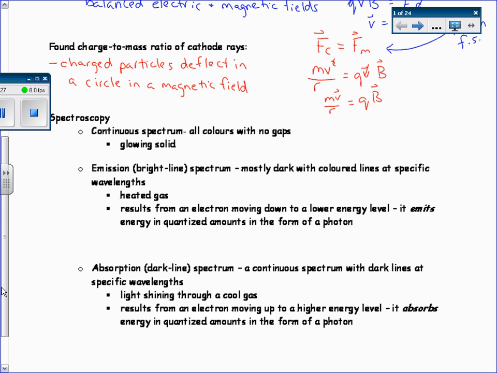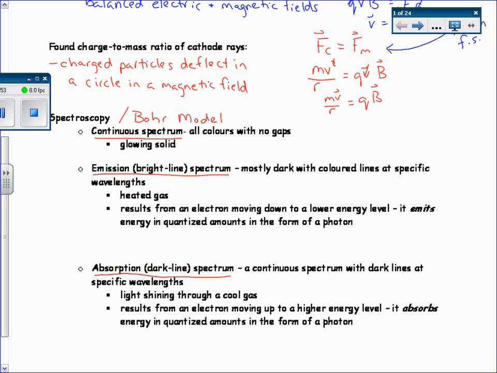Okay, so looking at spectroscopy, and related to this, this is also sort of the Bohr model of the atom. There's three different types of spectra that we talked about: continuous, an emission or bright line, and an absorption or dark line. So first of all, you need to be able to recognize from a picture whether it's continuous, an emission or bright line, or a dark line.